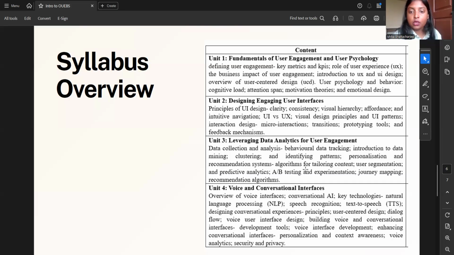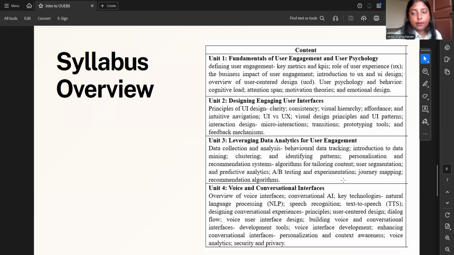We are going to cover these things. Next, we are also going to learn about data mining. We have a brief introduction of data mining, then clustering and identifying patterns. Next, we are going to learn personalization and recommendation systems for better purposes. We are going to learn some algorithms regarding data mining for better understanding, and this is for tailoring content. Then we are going to learn about user segmentation and predictive analysis. These are used for data analytics.